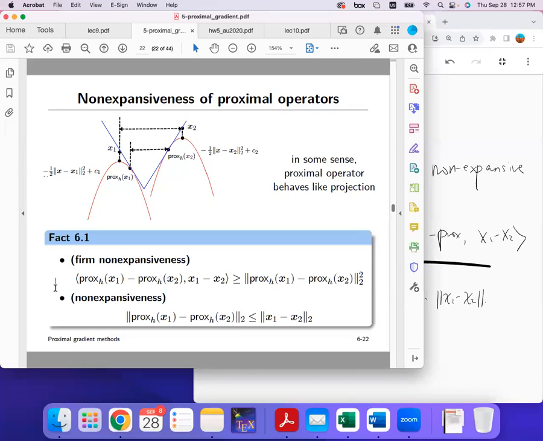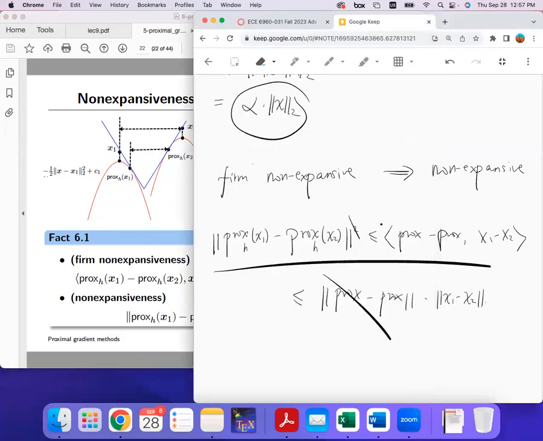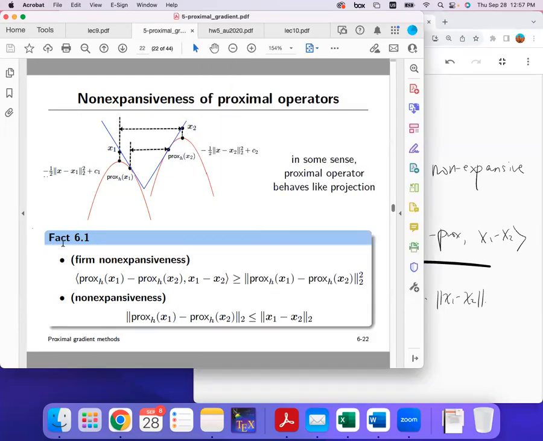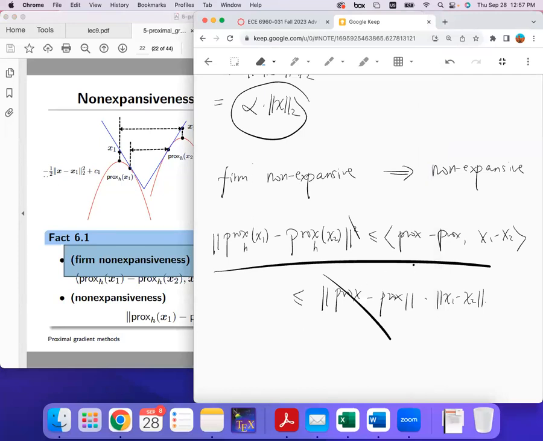What is firm non-expansiveness versus non-expansiveness? What conditions? We showed that if we have firm non-expansive, then we always have non-expansive, because in this proof we only utilize the Cauchy-Schwarz inequality, which holds for any arbitrary vector. So if we have firm, that's why we call it firm non-expansive. So it is a stronger condition. This can always imply the non-expansive.